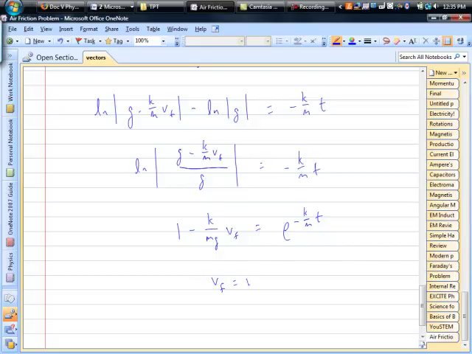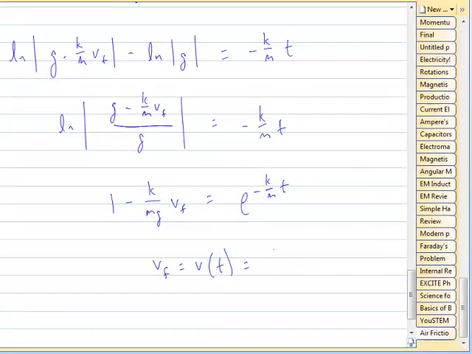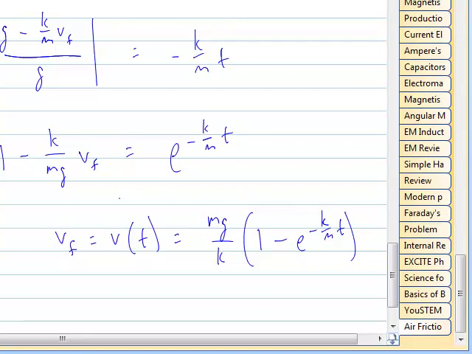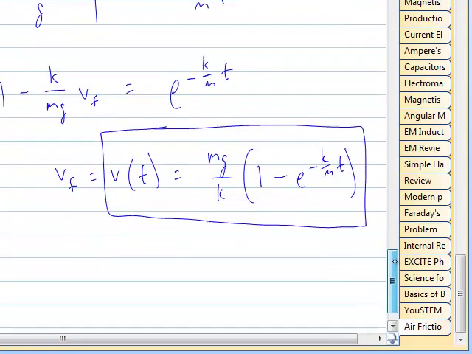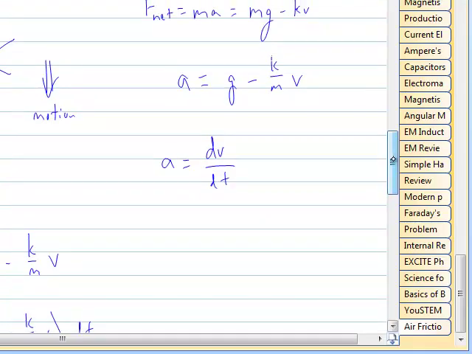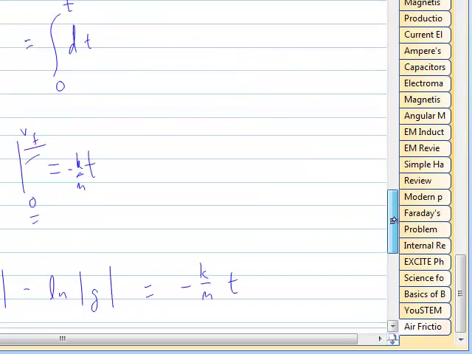Our final speed really is our velocity as a function of time. We're going to have these constants out front. And then in parentheses, 1 minus the exponential. That's our final solution by applying Newton's second law, F equals ma, to a skydiver, or pretty much anything that's falling, if these are the only two forces that are affecting the object.